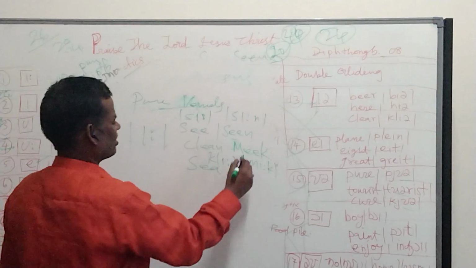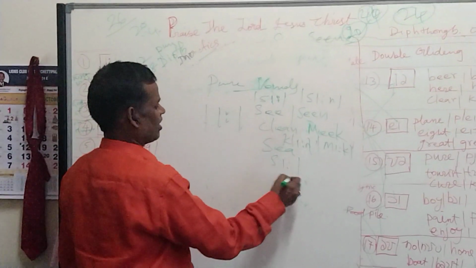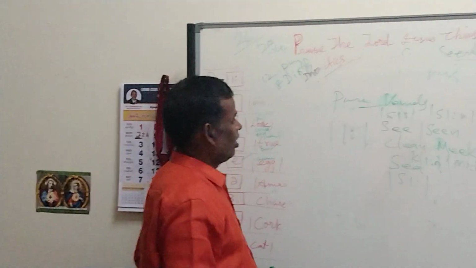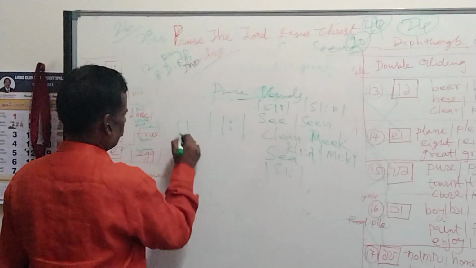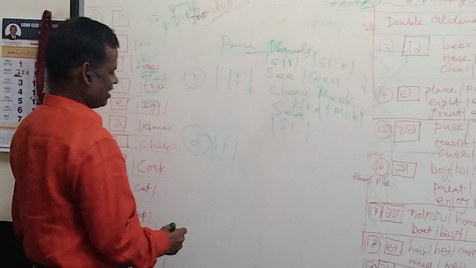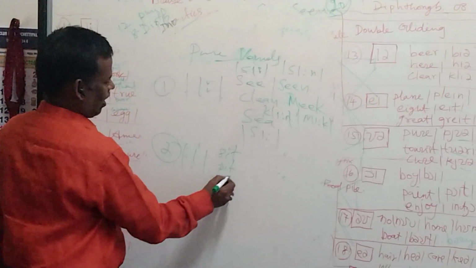Meek, see, the act of seeing, and also the salt water, lodging place. Next, short vowel, I am going to discuss that short vowel E. This is called E. Examples: sit, pit, and put.